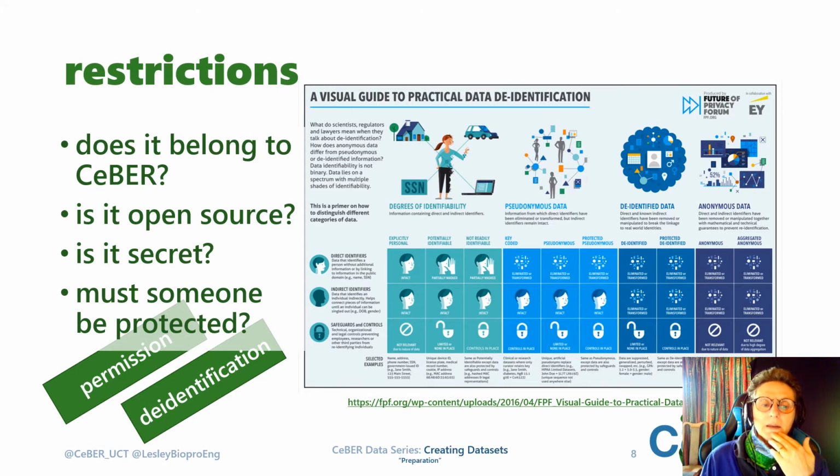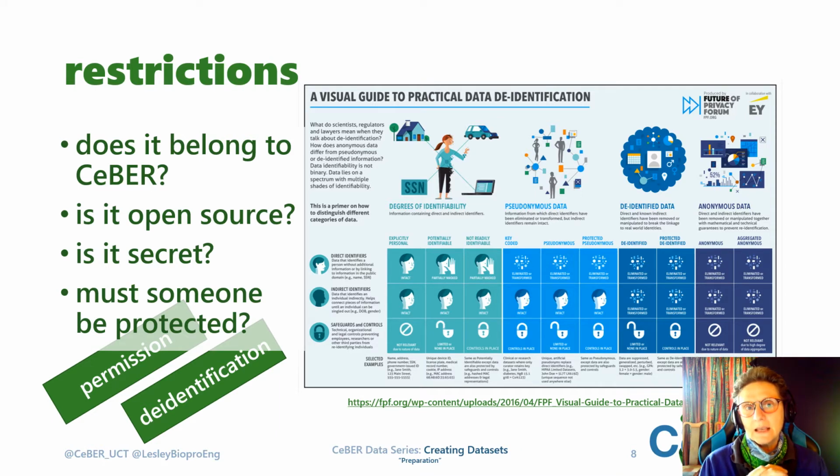And then ask yourself, is it secret? For example, some of our research is done with industrial partners, and they don't want their information all over the internet. So you need to check whether you may put it out there, and if you may not, some of your files may need to be restricted access. And then lastly, must someone be protected?